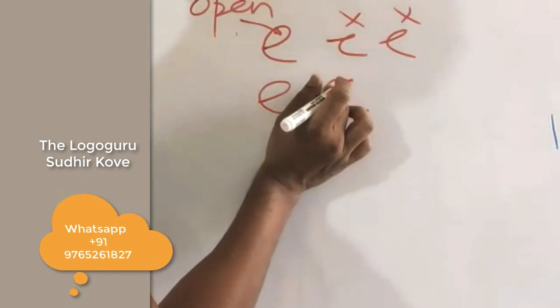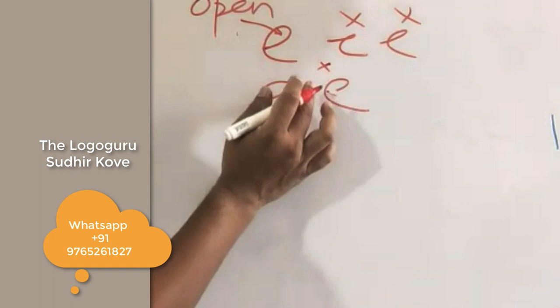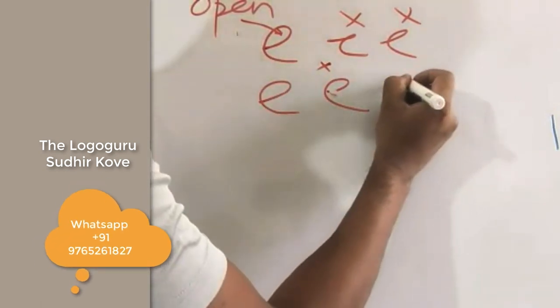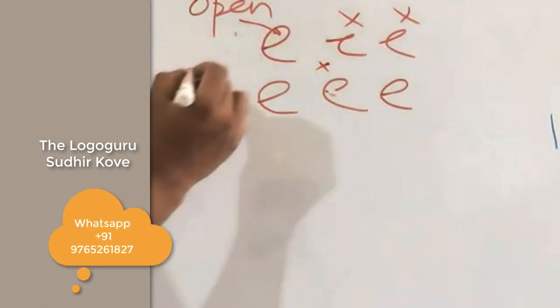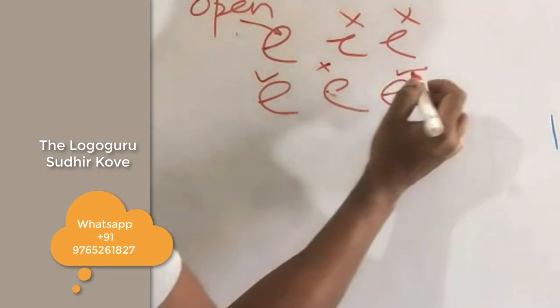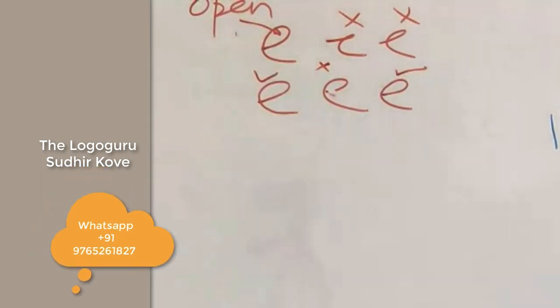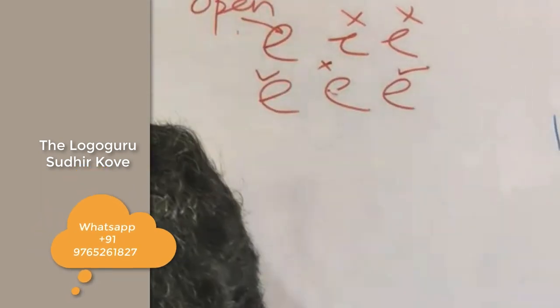Again, it should not be like this, this is also wrong. If it is open, it has to be the connected kind of E. So this is correct, this is wrong. So always make your E's open.